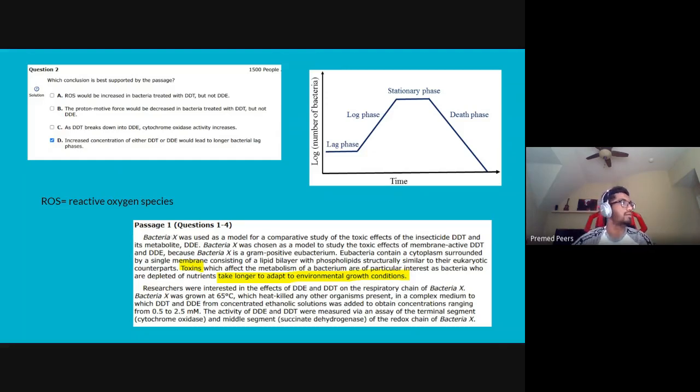All right. So for the other answer choices, we don't have any actual evidence for C that any cytochrome oxidase activity increases. We do see the decrease in ATP production for both DDT and DDE, since we have the decrease in their enzymatic activity on both graphs. And ROS, which are reactive oxygen species, there's not really a mention of them affecting these bacteria in a specific manner because of DDT and not DDE.